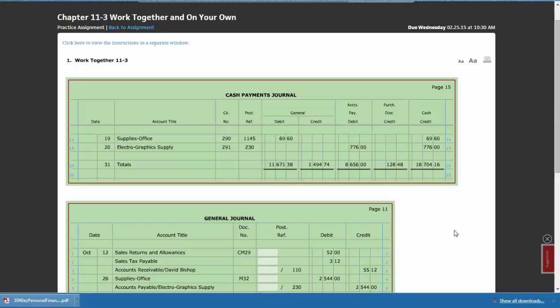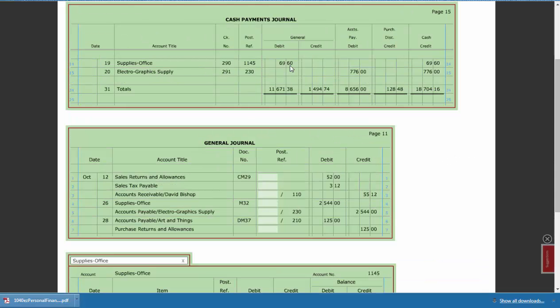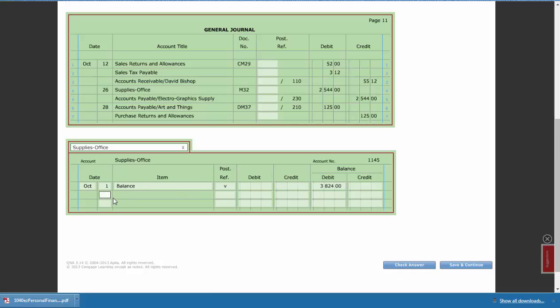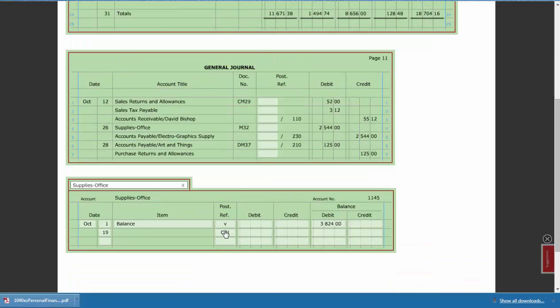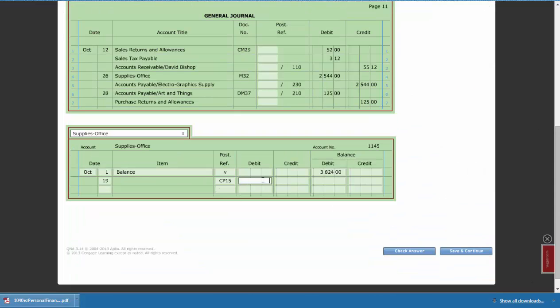Supplies office. We need to post this amount of $69.60, but for some strange reason, they already have our account number posted in there. So I'm going to do CP, and then it is my cash payments journal 15. What I am posting from my cash payments journal is the amount in my general column right here. So I'm going to be posting this $69.60 as a debit to supplies office. Apparently it has a mistake because it should not have that post reference filled in there yet.